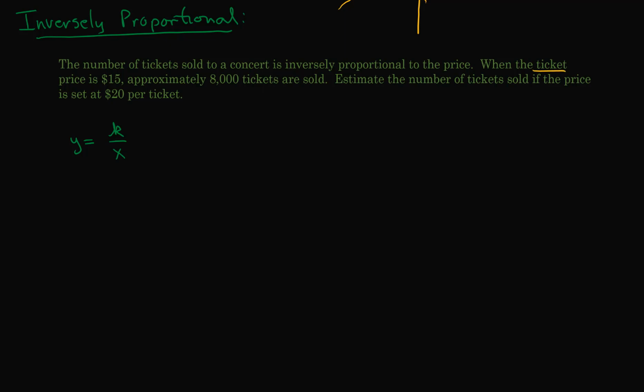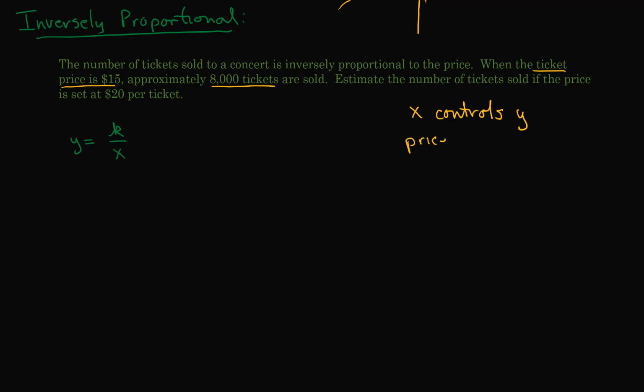When the ticket price is 15, you sell 8,000 tickets. We need to identify which of these is X and which is Y. Is the ticket price X and the number of tickets sold Y, or is the ticket price Y and the number of tickets sold X? An important thing to remember here is X controls Y. Well, does the ticket price control the number of tickets sold, or does the number of tickets sold control the ticket price?